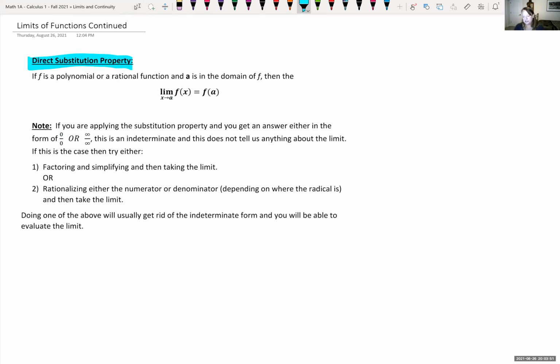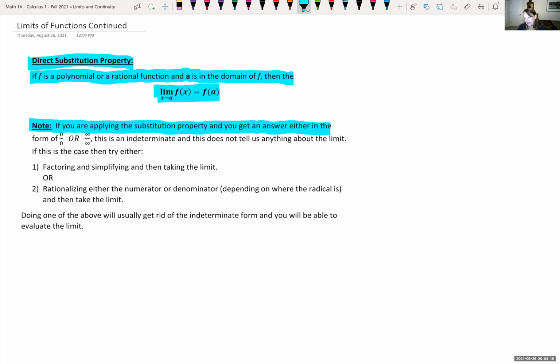Okay, so direct substitution and this property. If P is a polynomial or a rational function and A is in the domain of F, then we know that we can look at the limit as X approaches A of F of X. We're just going to plug in our value of A wherever we see an X in our function, and that should be our limit. We have to be careful though, because if we're applying the substitution property and we get an answer in either the form of 0 over 0 or infinity over infinity, this is called an indeterminate, and this doesn't tell us anything about the limit.